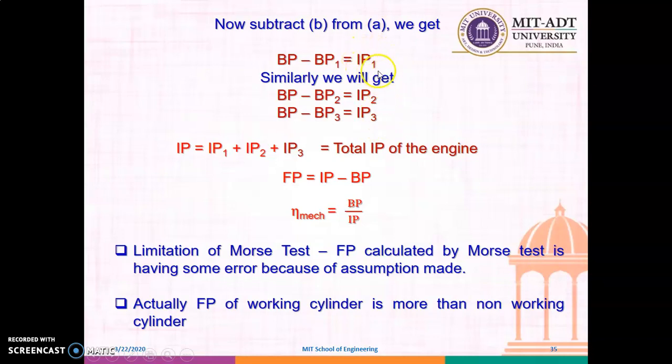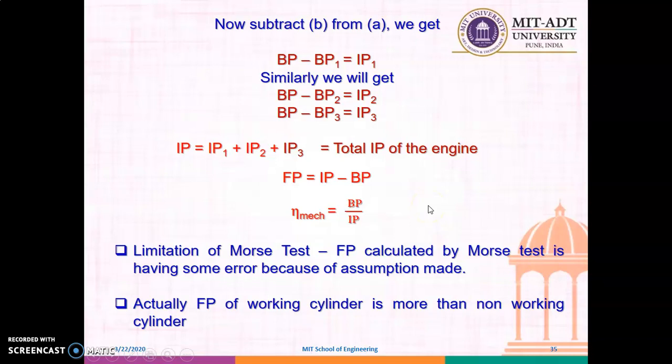Now we have the individual cylinder indicated powers IP1, IP2 and IP3. Just add these powers to get the indicated power of the engine. Now after getting the indicated power, we have the brake power when all cylinders are working, and we have the indicated power of the engine. Now just subtract IP minus BP, and you will get the friction power. And as I have already discussed, what is mechanical efficiency? It is the ratio of BP and IP. We have both the values with us, BP and IP. Just take the ratio and multiply by 100. We will get mechanical efficiency in percentage.